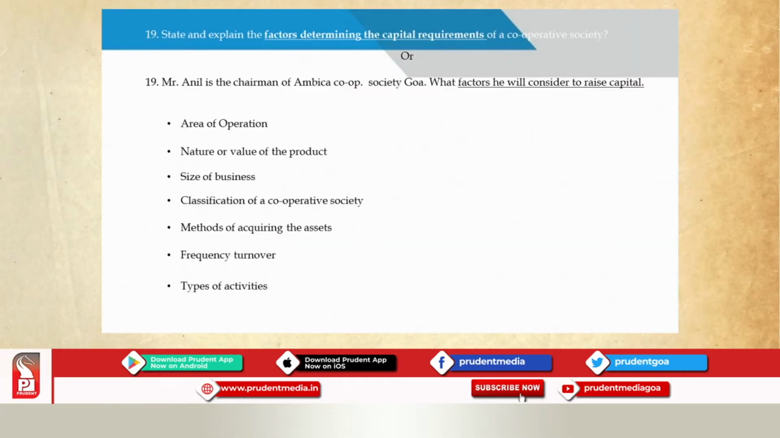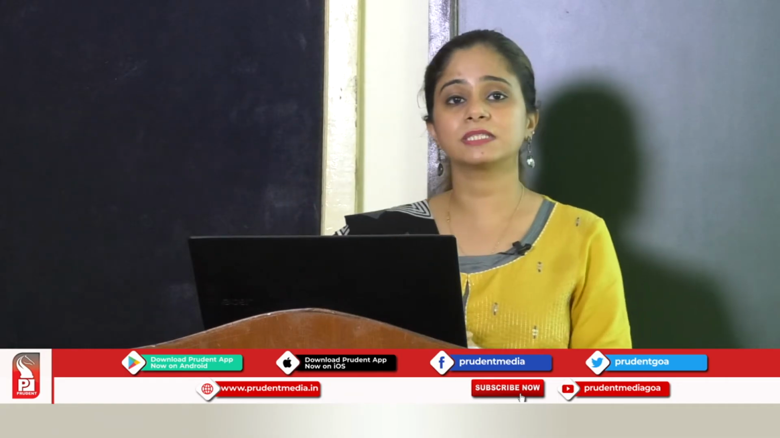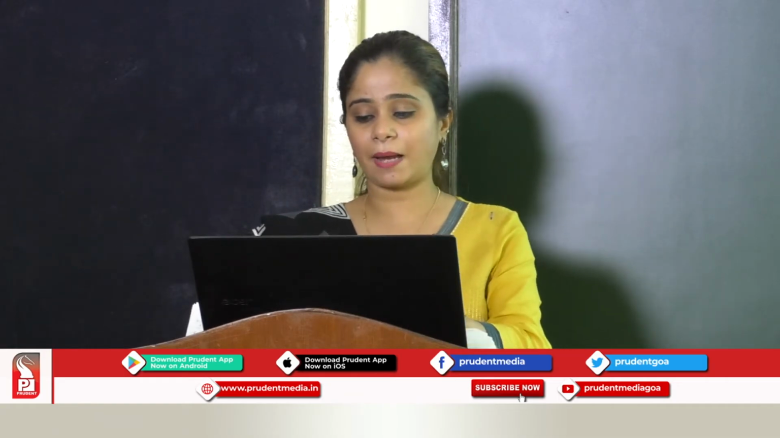First point is area of operation. Second is nature or value of product. Third is size of business. Fourth is methods of acquiring business assets. Next is the frequency, turnover and the types of activities. So these are the factors which we will have to consider while raising the capital.